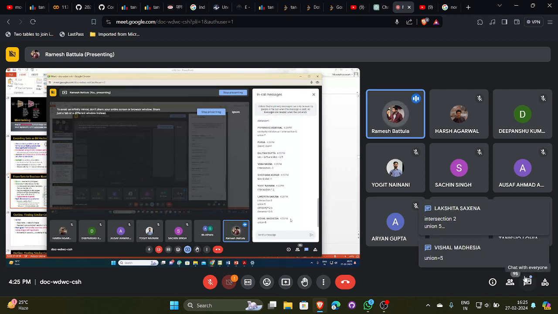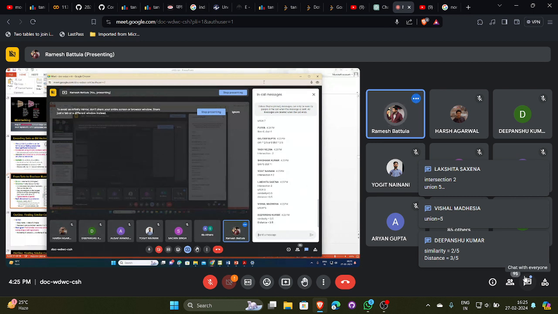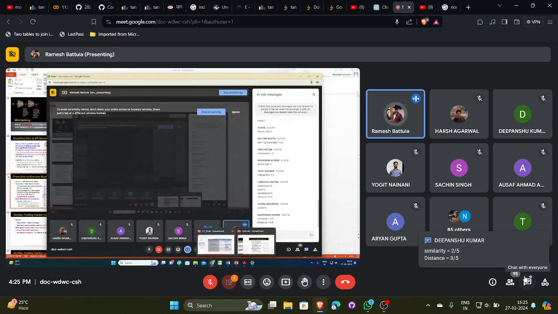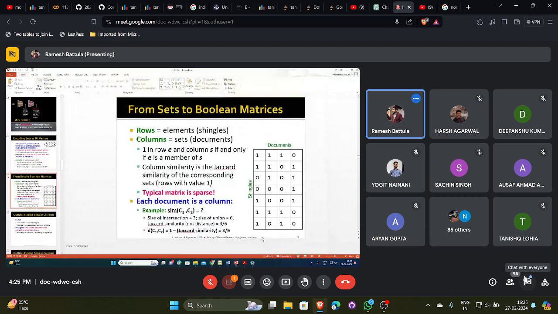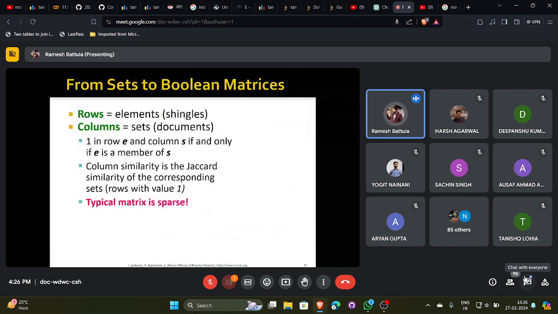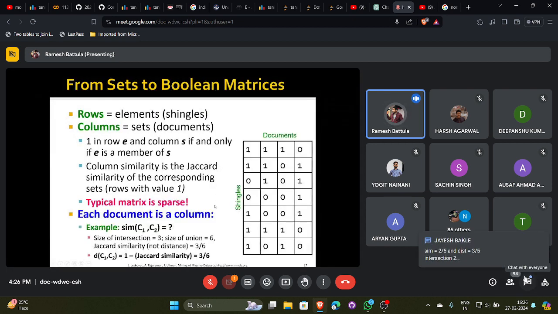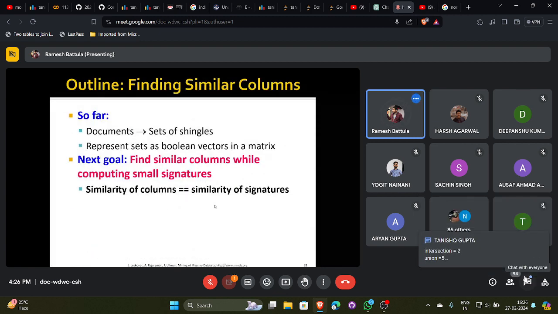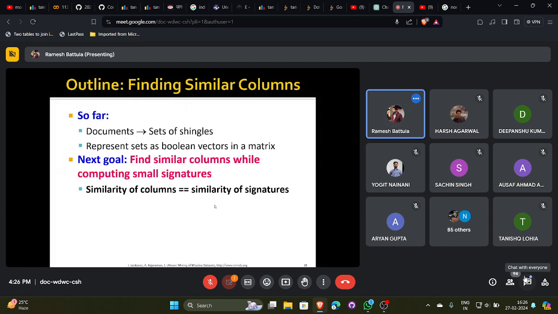Right? So this is the way, if any documents are given to you, you need to find the Jaccard similarity and Jaccard distance. Why? Because this is going to be useful for MinHash. Now we will come back. So this is about the Jaccard similarity and Jaccard distance. Documents are sets of shingles. We understand we are representing a set as a Boolean vector in the matrix. Our next goal is to find similar columns while computing small signatures. So similarity of columns is equal to similarity of signatures.